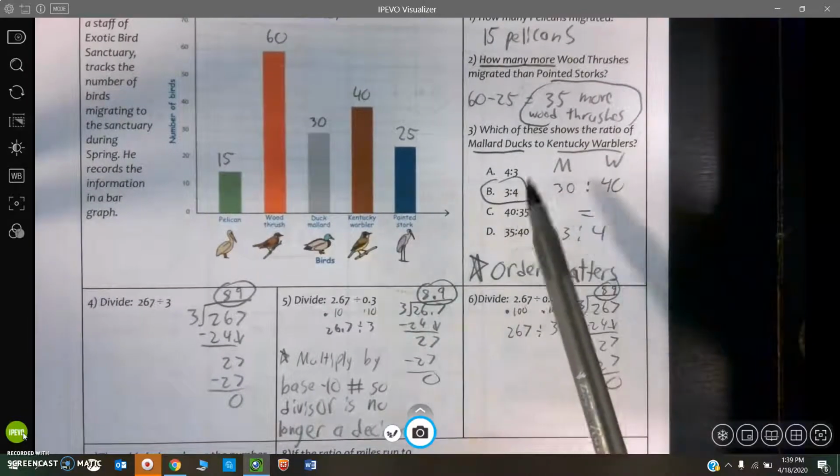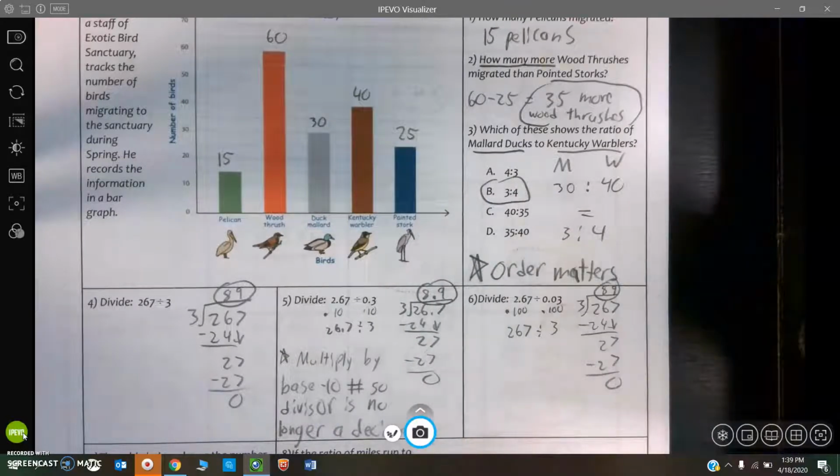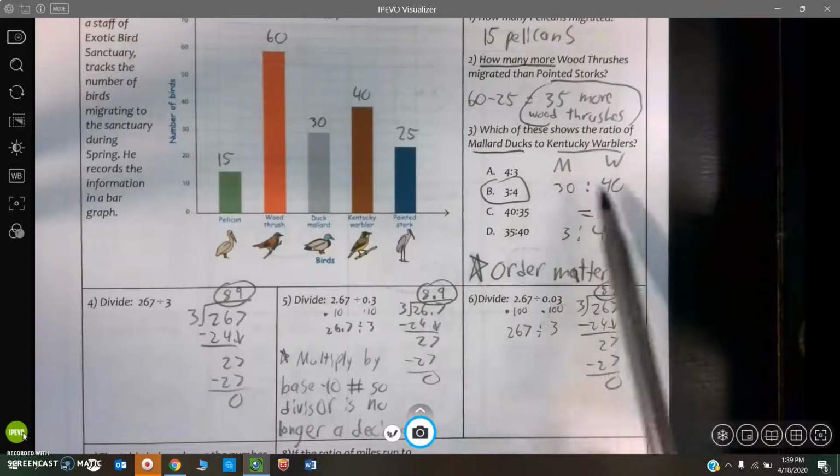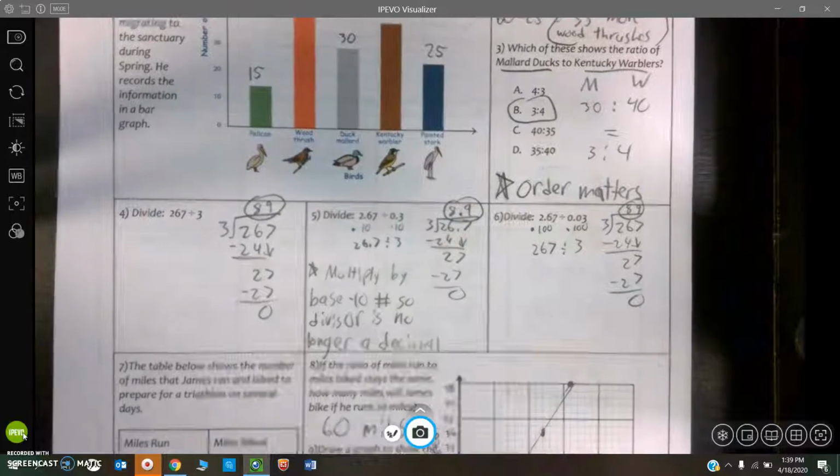However, that was not an option, so we can always make an equivalent ratio by multiplying or dividing both sides by the same number. In this case, I divided both sides by 10 to get a 3 to 4 ratio. Once again, order matters, so 4 to 3 would not be an appropriate answer.